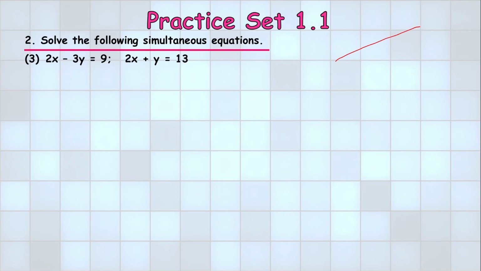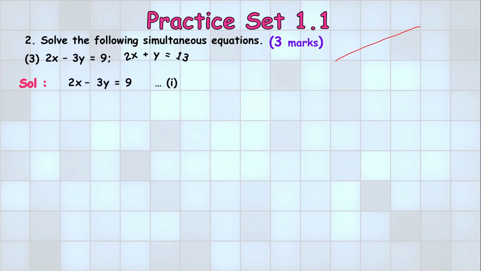Okay, so now I give you the equations 2x minus 3y is equal to 9 and 2x plus y is equal to 13. So you will check first which coefficient is the same. The x coefficient is the same, 2. So I will eliminate x. But there is a problem. What is the problem? Both of them have a plus sign. Okay, if such a thing happens, what do we do? We don't add, we subtract. So remember the rule.